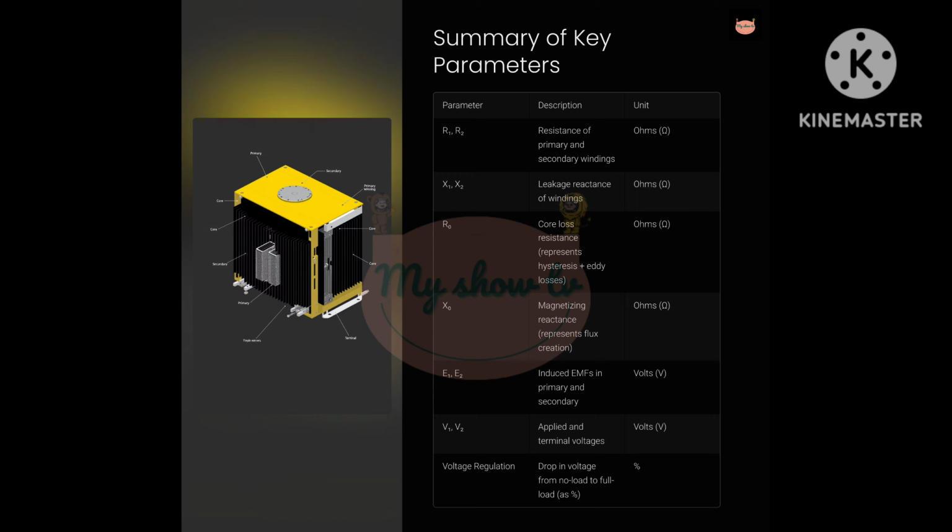E1 and E2 are induced EMFs in primary and secondary, proportional to d phi by dt. V1 and V2 are terminal voltages applied and obtained across windings. Turns ratio, a equals N1 by N2, ratio of number of turns in primary to secondary, decides voltage conversion. Voltage regulation is the percentage drop in voltage when the transformer is loaded. Tip: these parameters are used for designing, analyzing, and troubleshooting transformers.